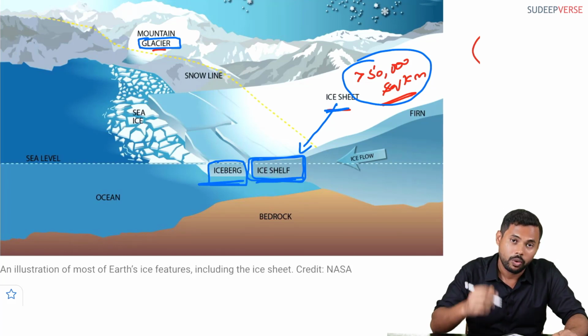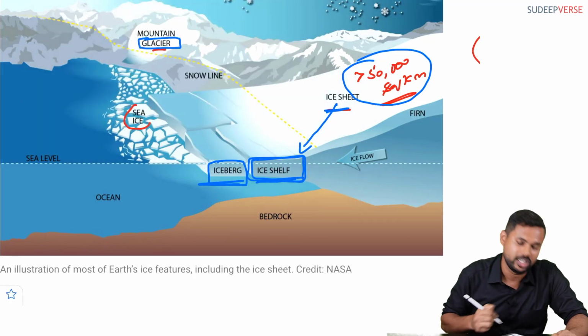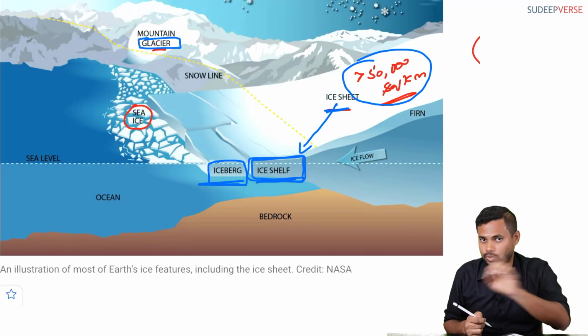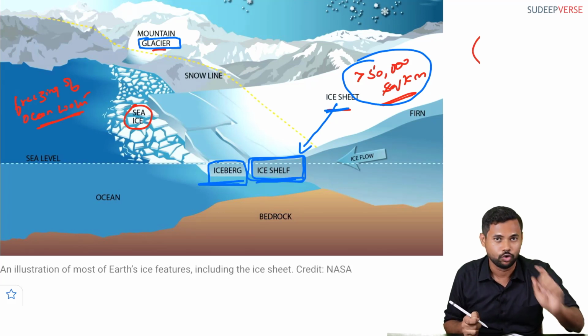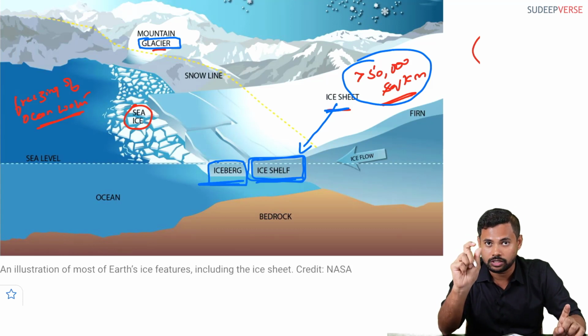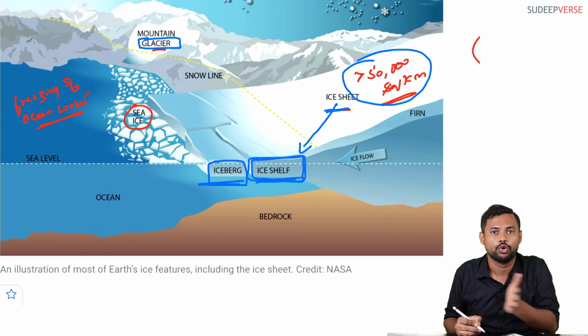Now what do you mean by sea ice? As you can see, this is sea ice. Sea ice is very different. Sea ice is nothing but freezing of ocean water. It does not mean breaking of an iceberg into smaller chunks. That is wrong. Sea ice is nothing but freezing of ocean water.